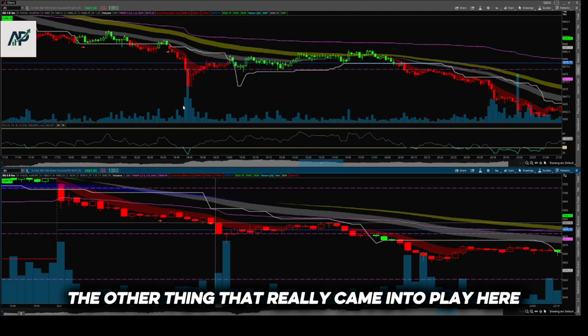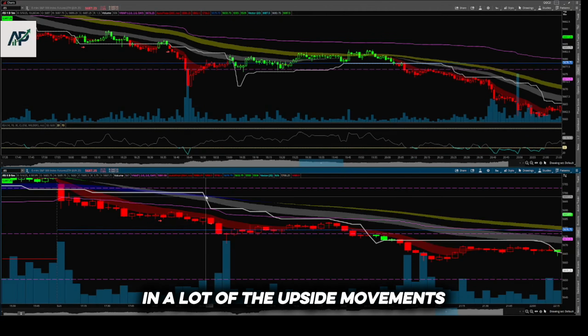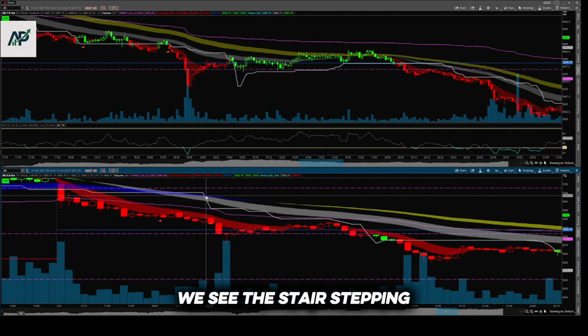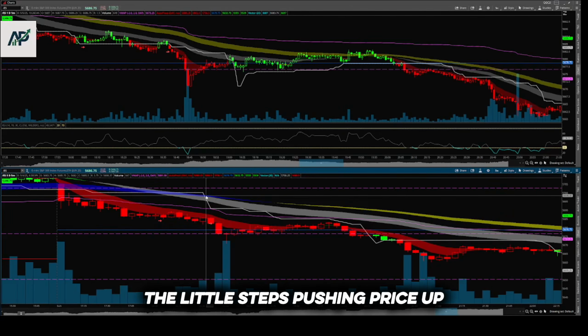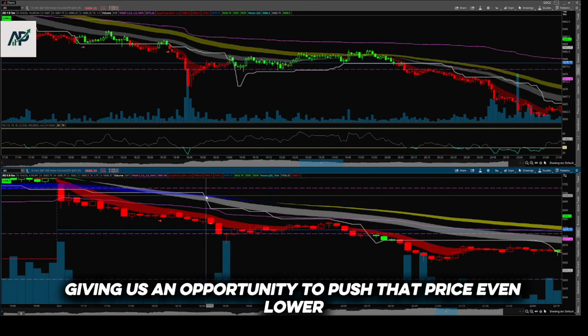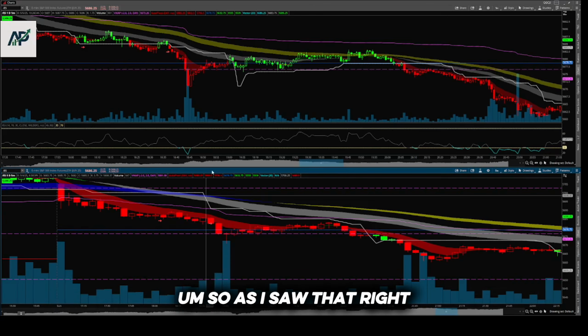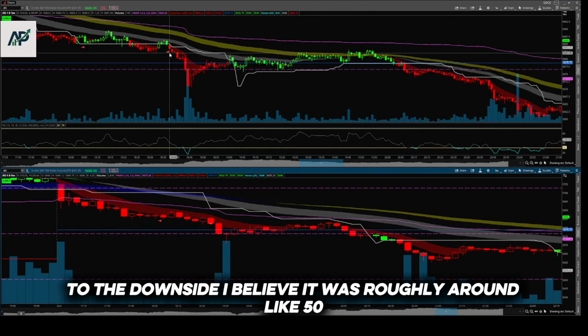And the other thing that really came into play here is the movement of the vector on the 5, right? In a lot of the upside movements, we see the stair stepping where the vector on the 5 or 1 will form the little steps, pushing price up. And this is just inversing, right? So we're forming that down adjustment when we're already below the 5-minute, giving us an opportunity to push that price even lower. As I saw that, I took that entry to the downside.